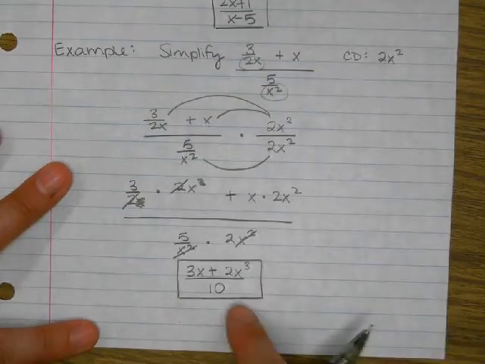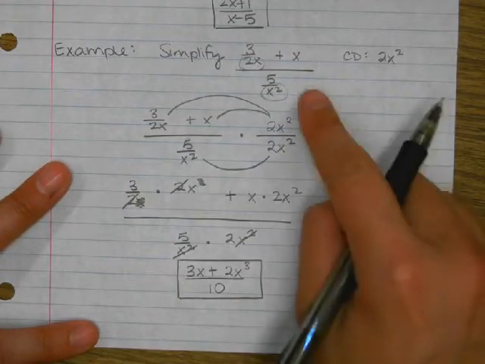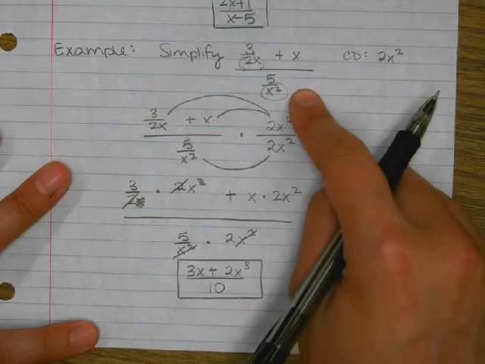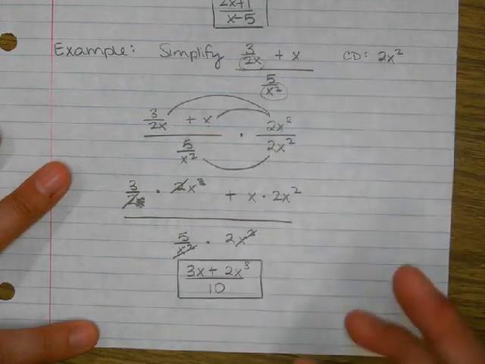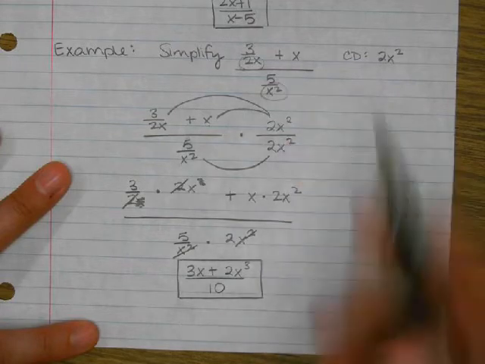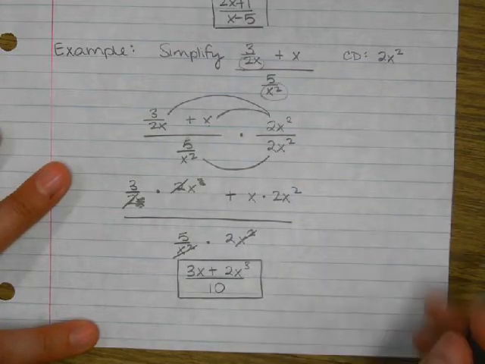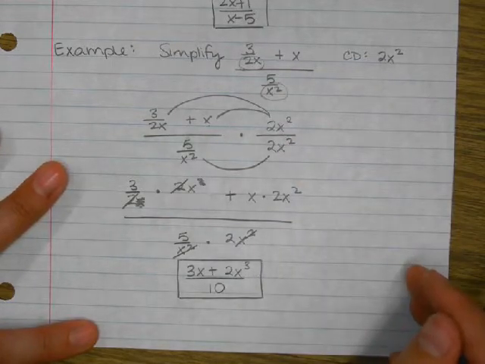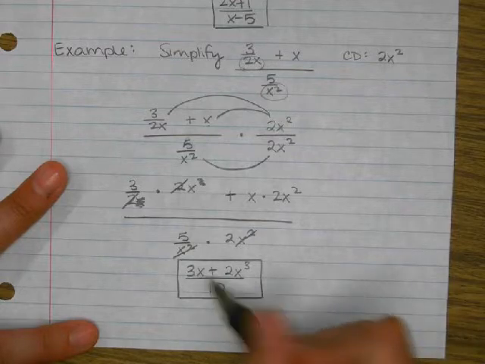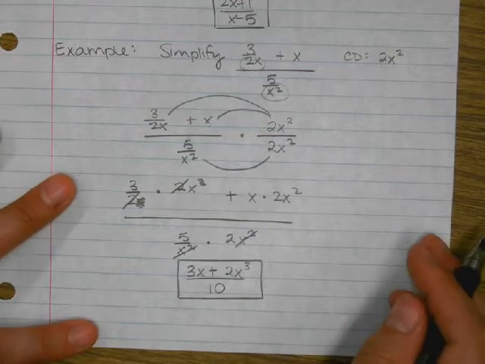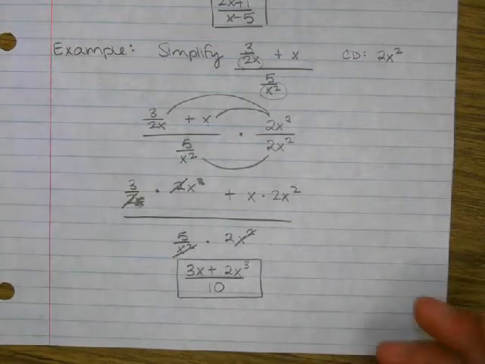And at this point, now that we have taken this from being a complex rational expression to just being a not complex one, it's not a complex fraction anymore. At this point, if you could factor anything out and cancel, you would. But I know that the 10 is not going to simplify with the 3 and the 2, so I'm going to go ahead and leave it looking like that.